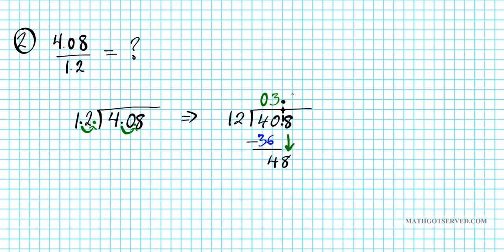12 goes into 48 4 times. 4 times 12 is 48. This is excellent. Nice, neat problem here. No fractions or decimals. We actually have a decimal. No remainder, I meant to say. All right, so you subtract, you have 0 right here, and it terminates. So our answer, 4.08 divided by 1.2, is what? It is 3.4. So there goes our final result.